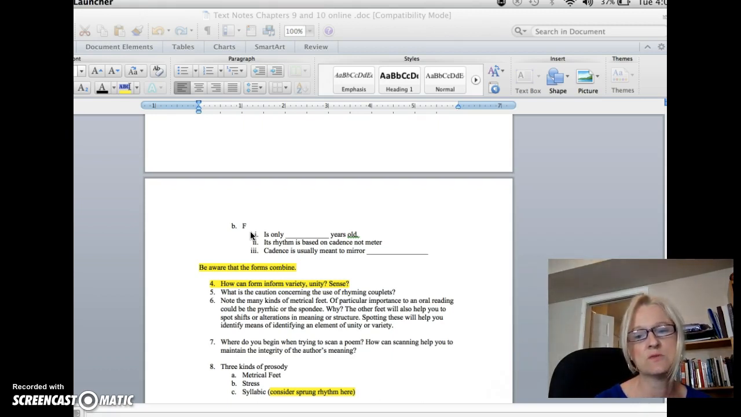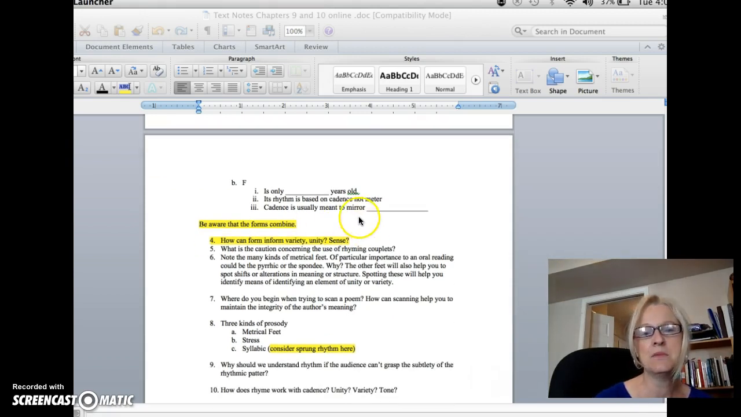And a lot of these literary forms that we spend a lot of time studying are not that old. Oral interpretation, on the other hand, has a very long, long history. Okay, it has a lot of rhythm, and it is based on cadence or the sounds of speech, not meter, because cadence is meant to mirror speech and create emphasis.